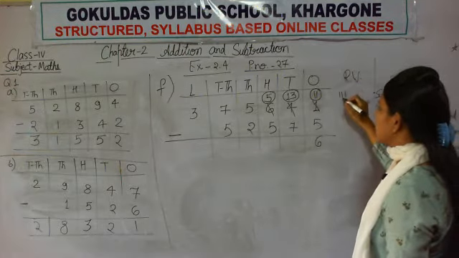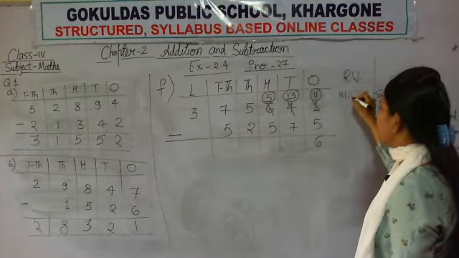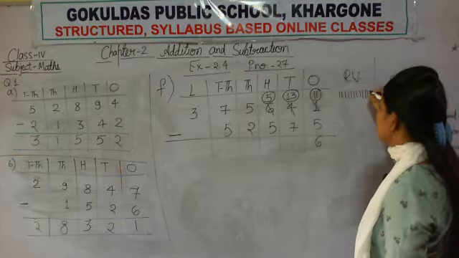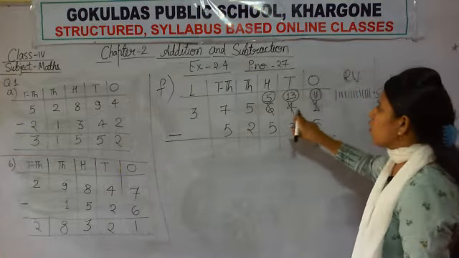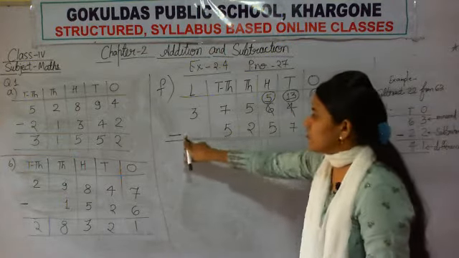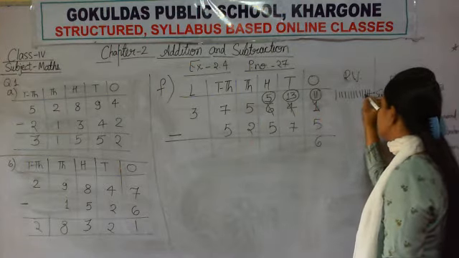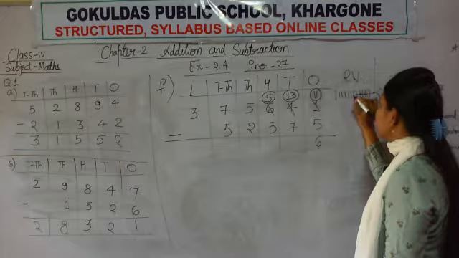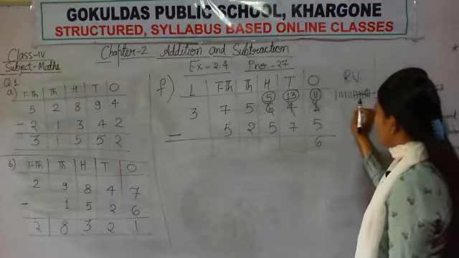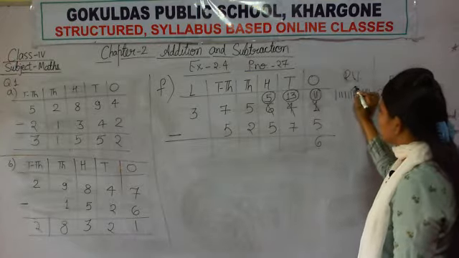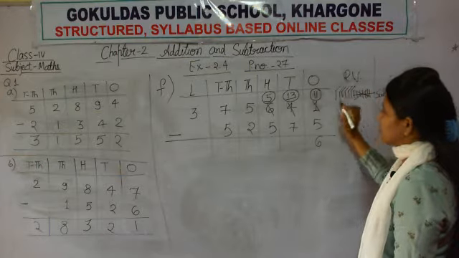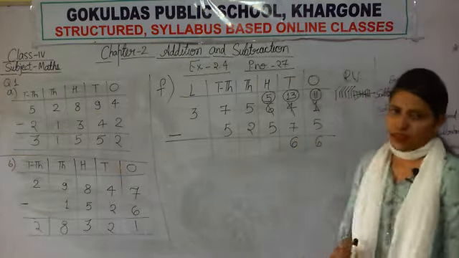So first draw 13 sticks. 1, 2, 3, 4, 5, 6, 7, 8, 9, 10, 11, 12, 13. Now you want to subtract this 7. Subtract the 7 from 13. So remove 7 sticks. 1, 2, 3, 4, 5, 6 and 7. We have removed. Now how many left? Count. 1, 2, 3, 4, 5, 6. So you will write 6 in this column.